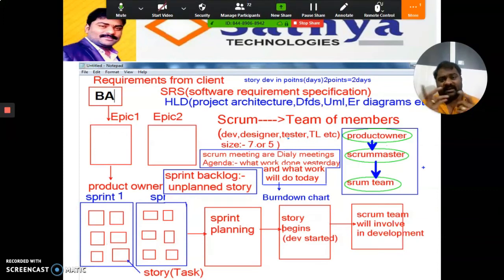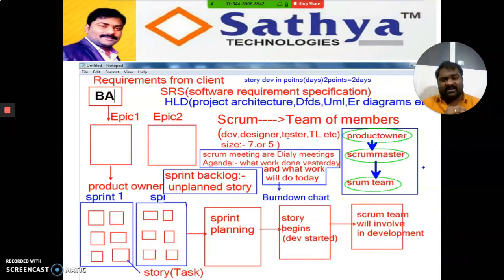Scrum meetings are daily meetings. A daily 2-minute meeting, chit-chat meetings will be there. Early morning, mostly 9 o'clock, the meetings will happen. The main agenda of this meeting is what work was done yesterday and what work will be done today. Daily, the Scrum members will go to the office at 9 o'clock, and along with that, the Scrum master will be there, and they will take the decision on what work was done yesterday and what work will be done today.